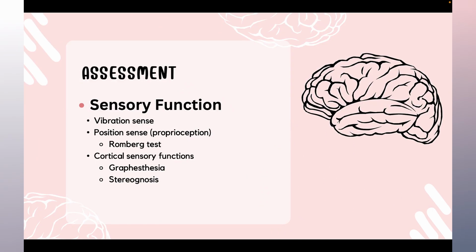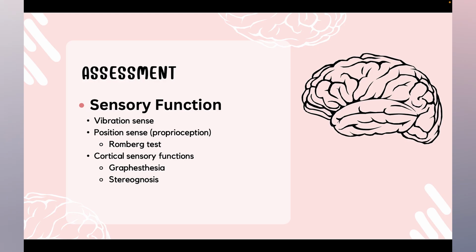Another way we can test the sensory functions of the body would be through some other different tests. So one would be the vibration sense. That can be tested using a tuning fork. So once again, you'd hit that tuning fork on your hand and put it on different bony prominences, like the wrist bone, their legs, their feet, their ankle bone, and you would just have them indicate to you when the vibrating stops.